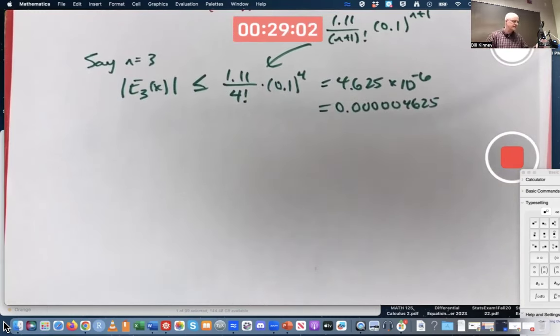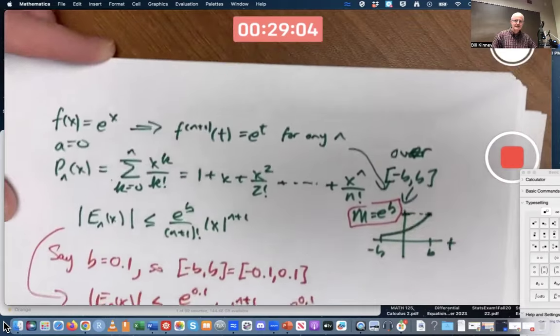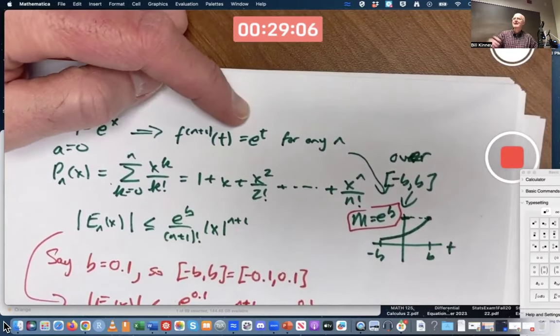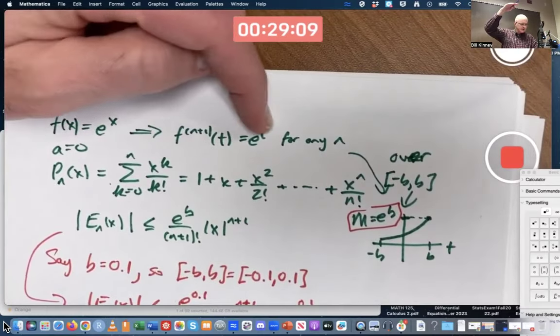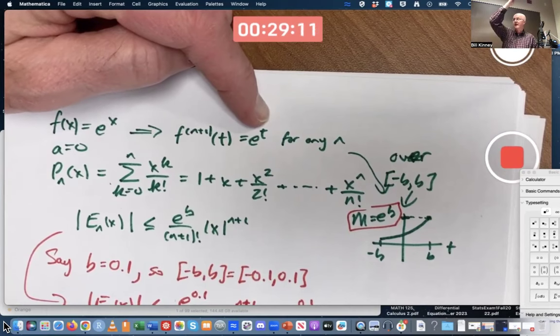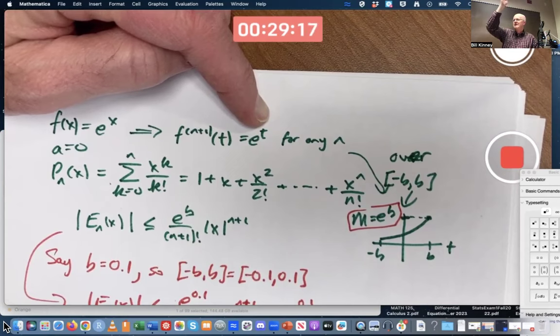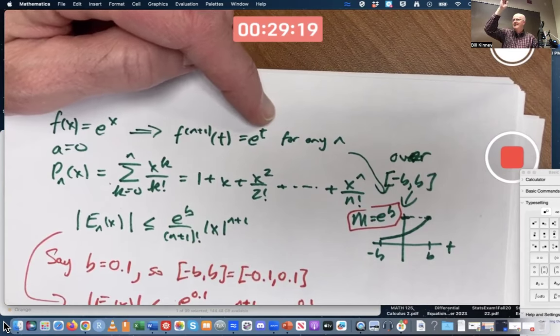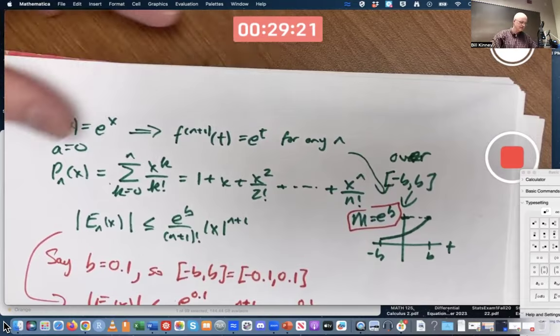technically, these derivatives of e to the x were all e to the x. Technically, e to the x, or e to the t if you want to think of it as a t, gets very large very rapidly as t gets bigger. So initially, to do this, we need to put a bound on the size of the input there.